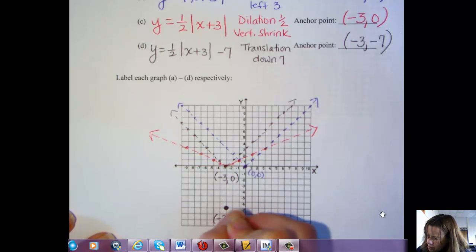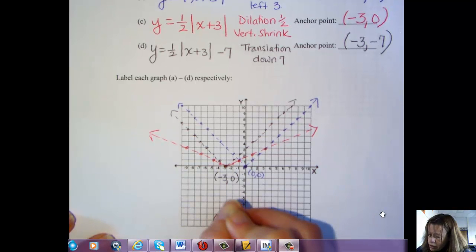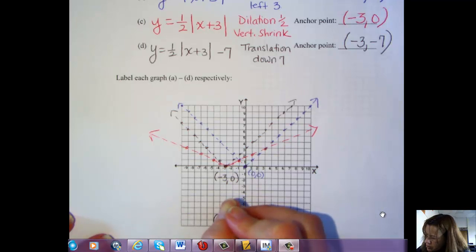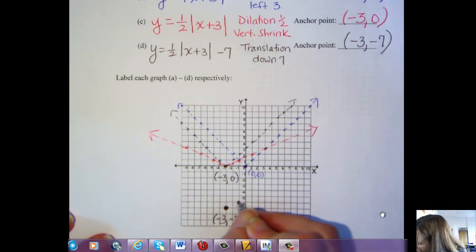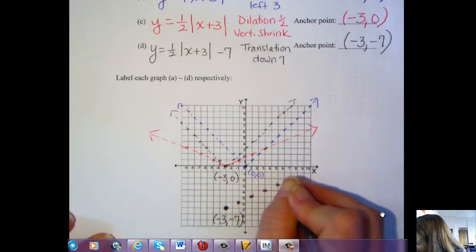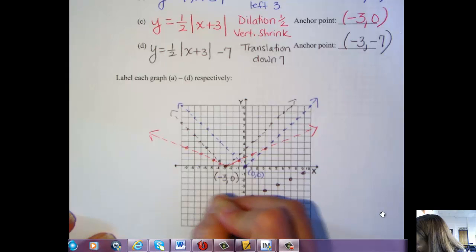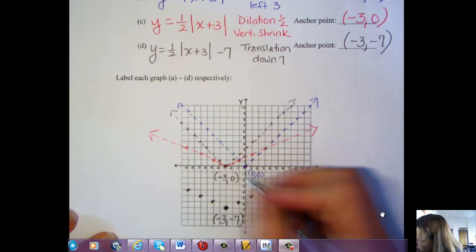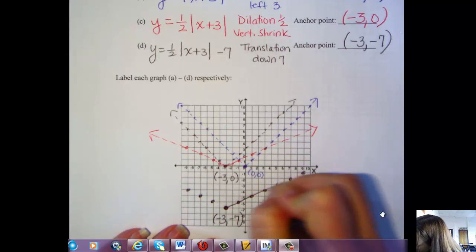Translations don't change shape. So from that anchor point, I can do the same slopes. Up 1 over 2, up 1 over 2, in both directions. And there is my final graph.